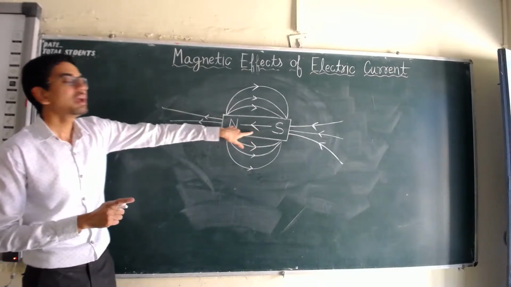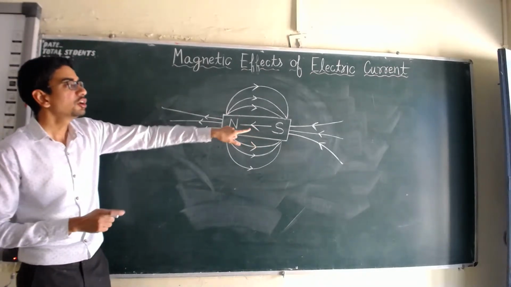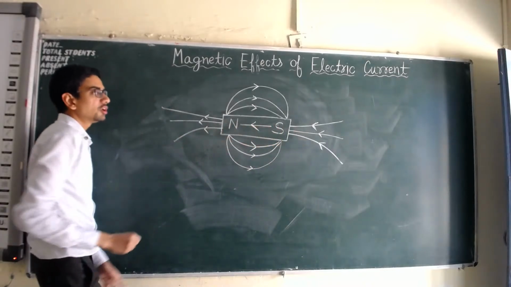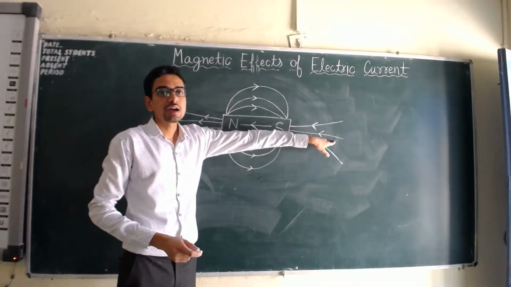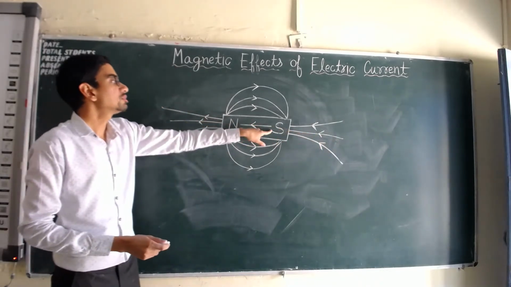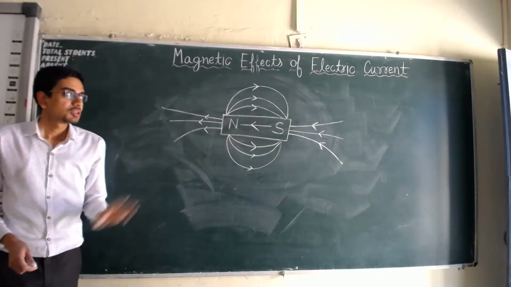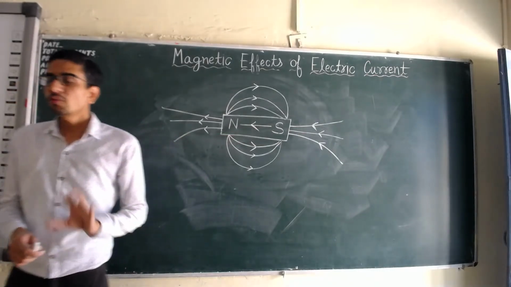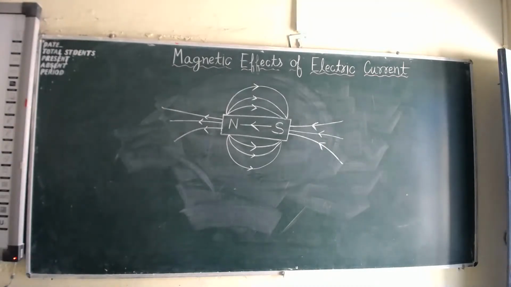But inside a magnet, you can see the direction is from south pole to north pole. ये जो magnetic field lines इधर से आ रही हैं, they will have a path like this. So from south pole to north pole. Okay. So this is the pattern for magnetic field lines around a bar magnet. If you have a doubt, you can ask.